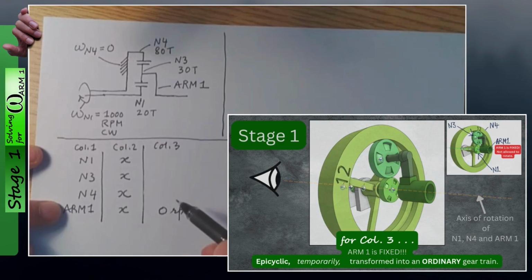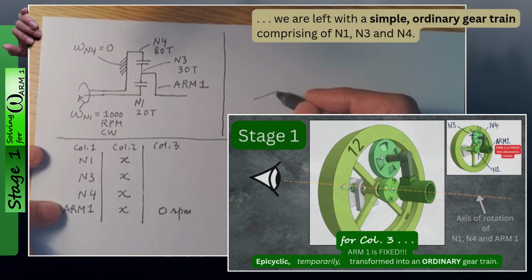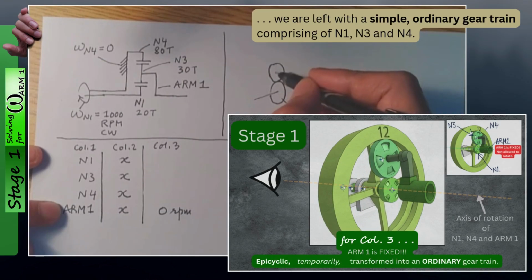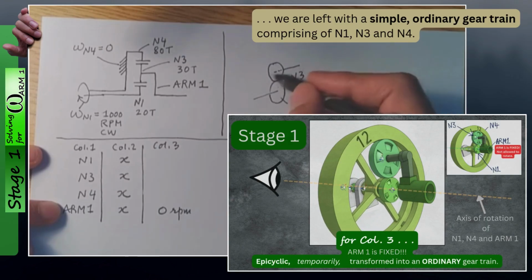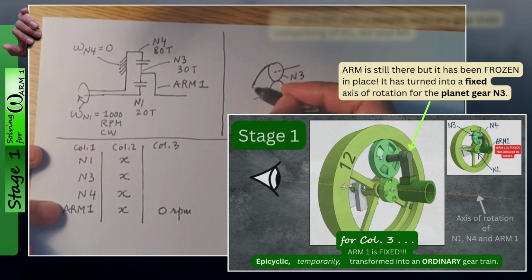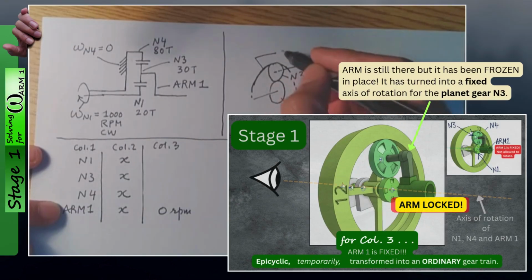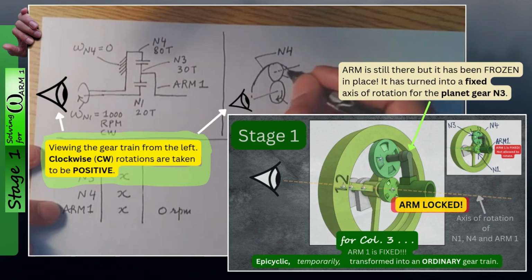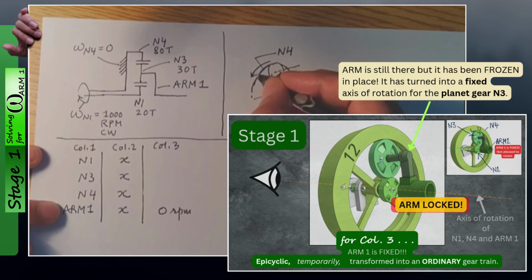So when that happens, we are left with a simple ordinary gear train where we have sun gear N1 driving planet N3, no longer a planet because the axis is now fixed in place. And we have N4, annular gear. So if N1 rotates clockwise, N3 will rotate anti-clockwise, and N4 will also rotate anti-clockwise.